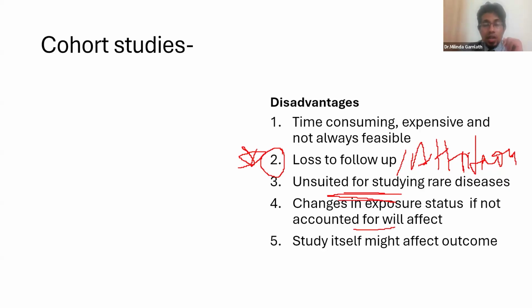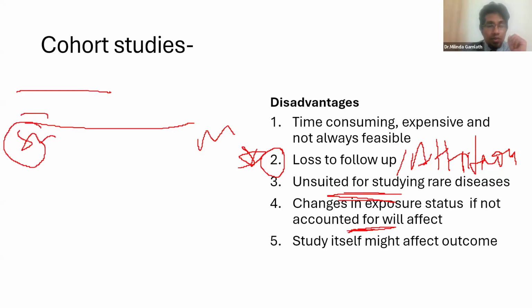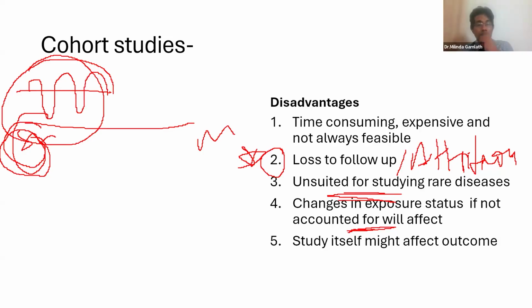And then changing exposure status, if not accounted for, will affect the study. If we look at smoking and lung cancer, we make certain assumptions that smoking will remain the same. If you classify that person as a smoker, we expect that person to smoke at the same rate throughout. But practically, that will not happen. There might be fluctuations as well. So you need to take this into account, right? If you take it into account, that's fine. There are different methods. You don't need to know them, but just know that it has to be taken into account.